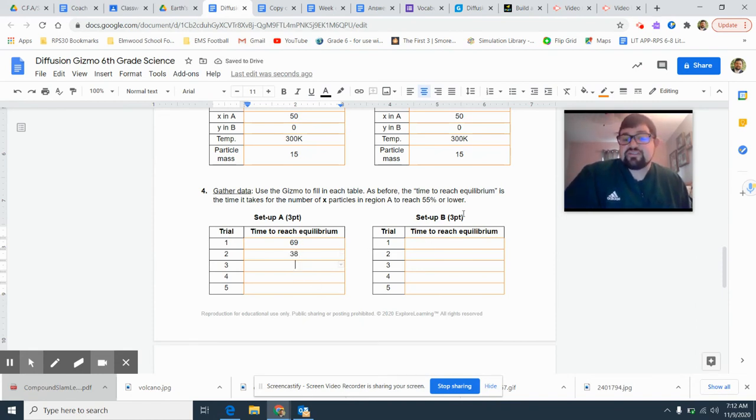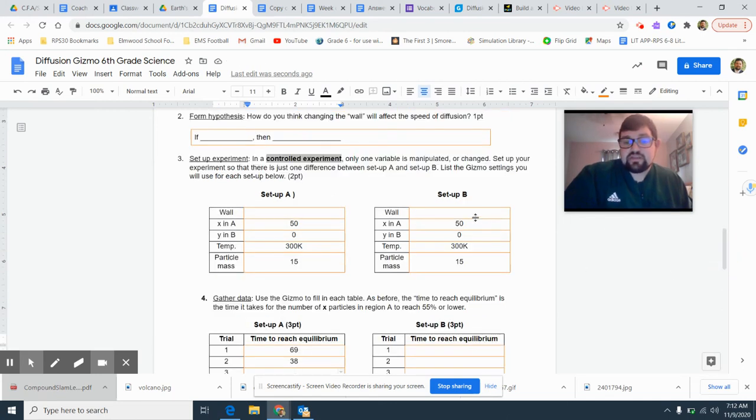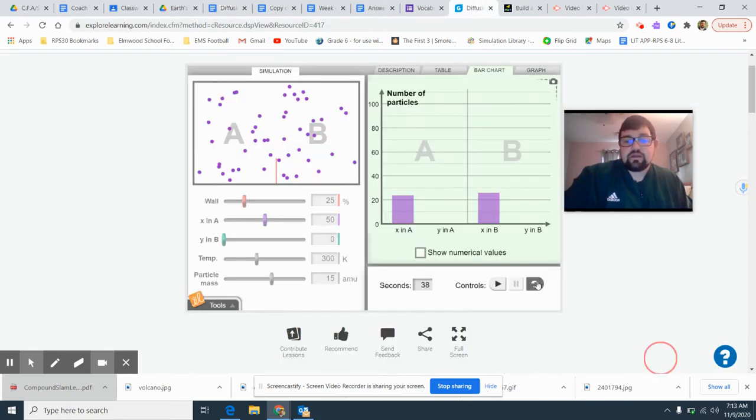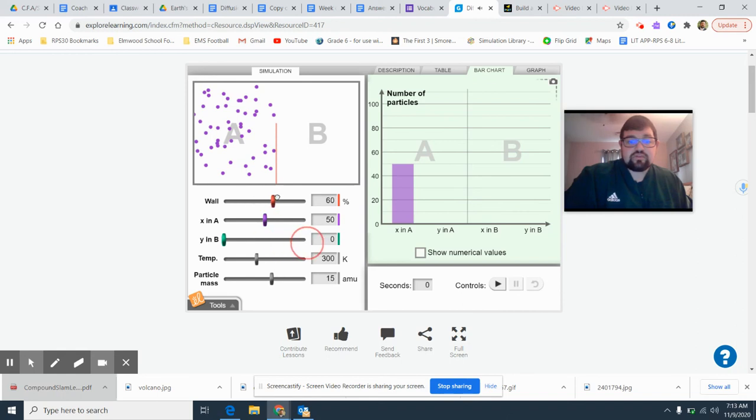Okay. And then for setup B, that's going to match up here. Let's say for this one, I did 25%, and for this one, I did 75%. So I'm actually going to make the wall bigger. So for part B, I can go in here, I can click reset, and I can move this wall to 75. Or you guys can pick wherever you want based on your data.